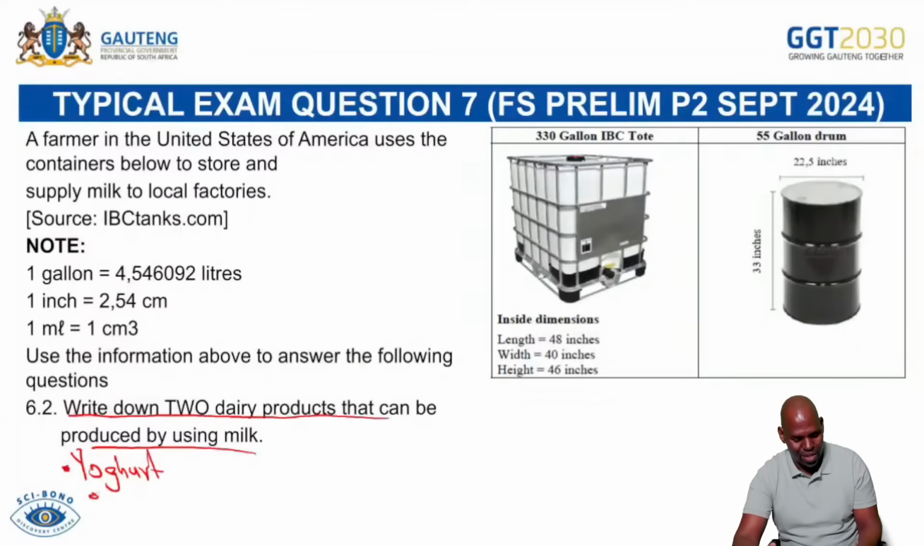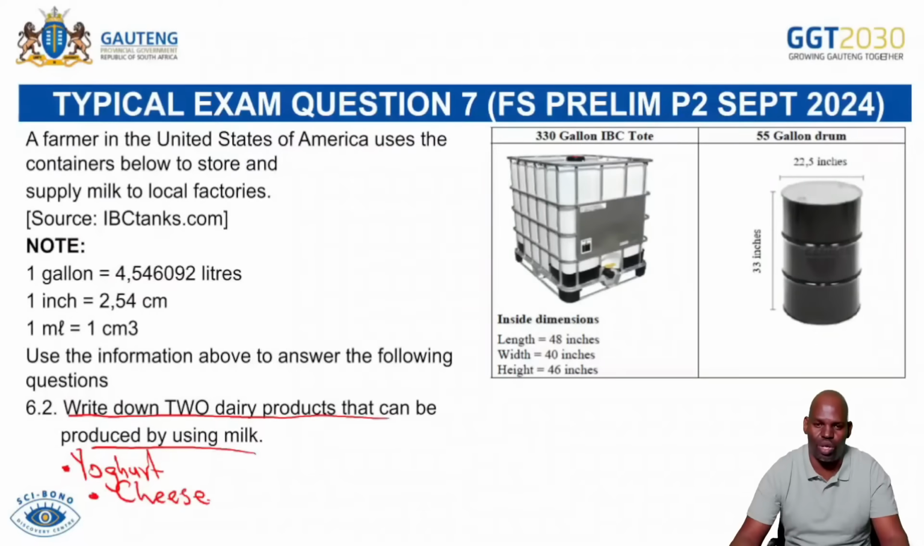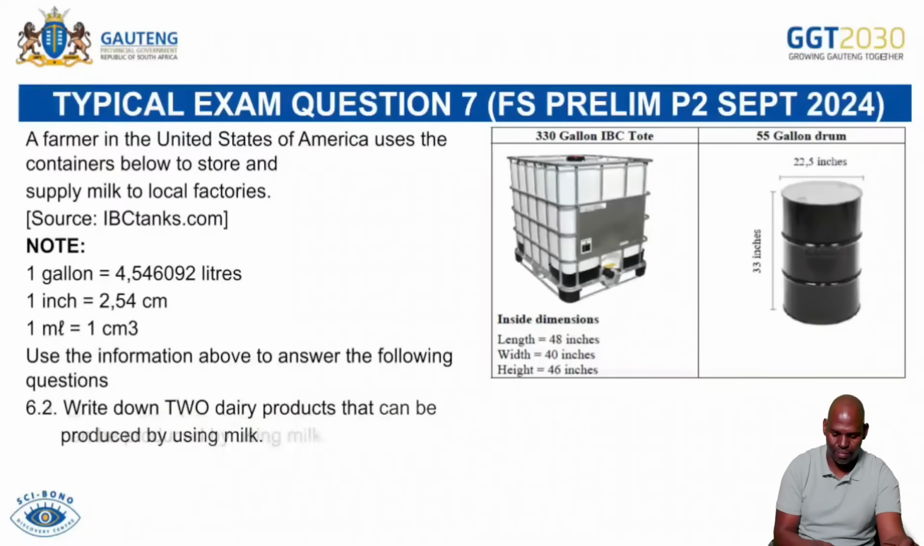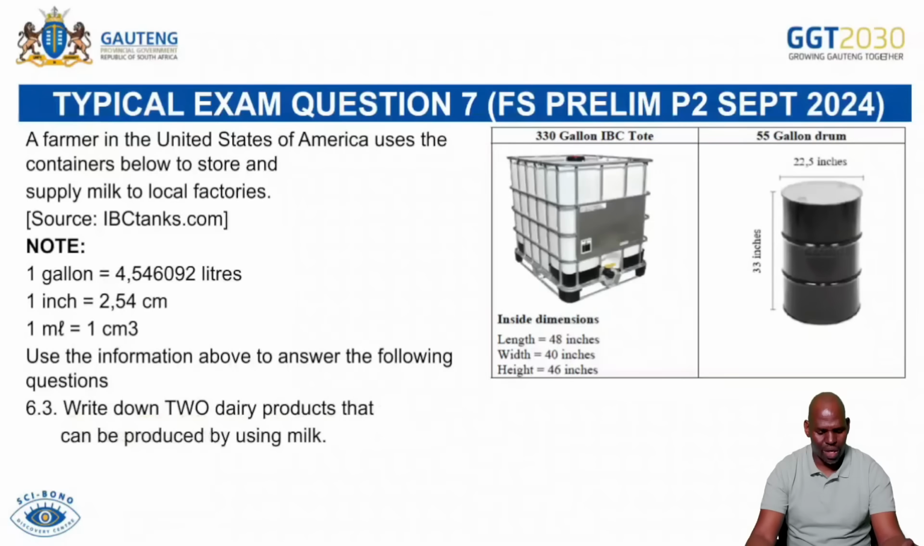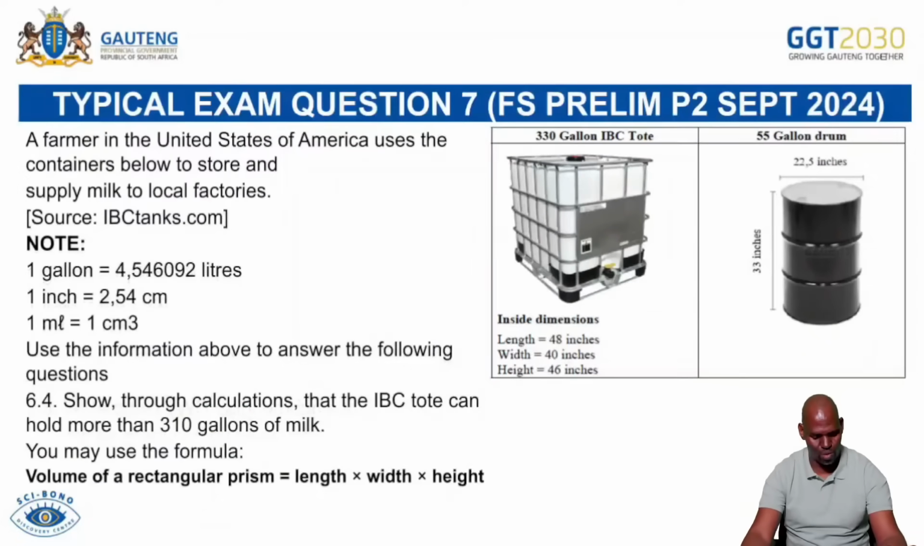And then we've got, of course, cheese. I think you can also think of many other products that are produced by using milk. So this would be an easy one as well. I think 6.2 and 6.3 are similar questions, but we need to move on to the next one.